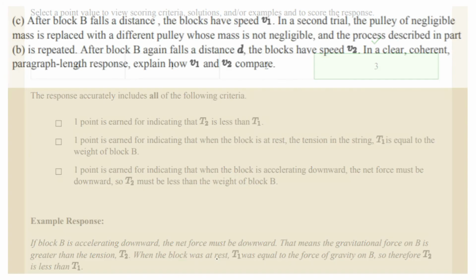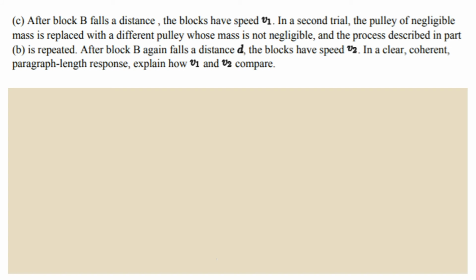Moving on to the next part here, and this is the last part. It says, after block B falls a distance, the blocks have a speed v1. In a second trial, the pulley of negligible mass is replaced with a different pulley whose mass is not negligible. And the process described in part B is repeated. Basically, they give it a little push and then they accelerate. It says after block B again falls a distance d, the blocks have a speed v2. In a clear, coherent paragraph-length response, explain how v1 and v2 compare.